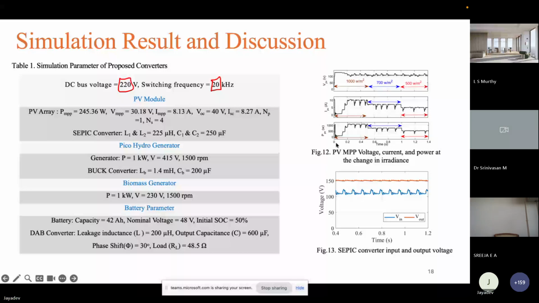Figure 13 shows the SEPIC converter input and output voltage. It takes the output voltage from the PV supply and boosts it accordingly to 150 volts.